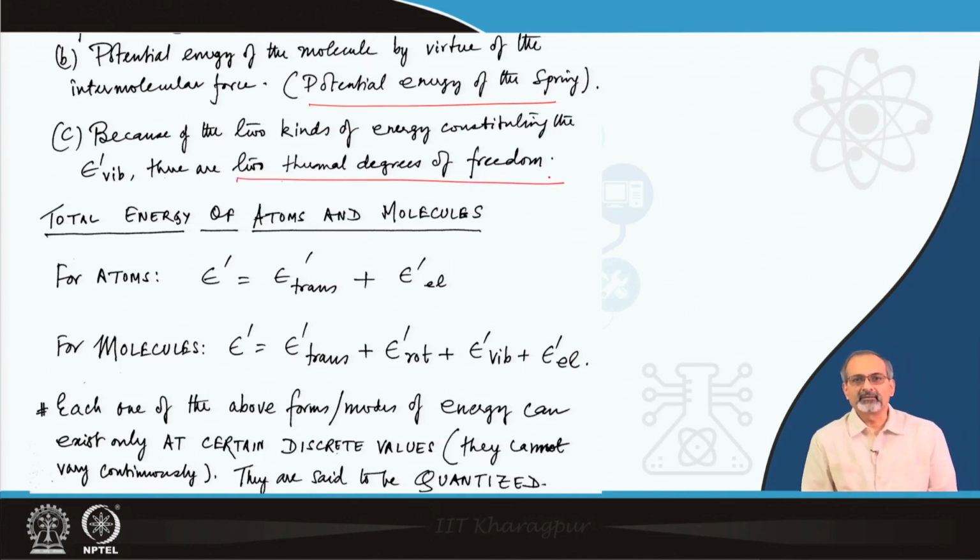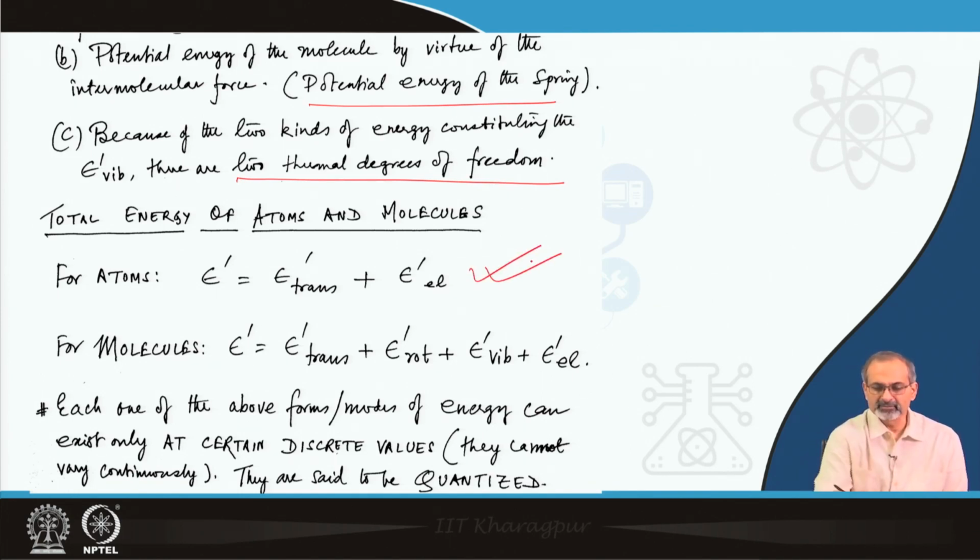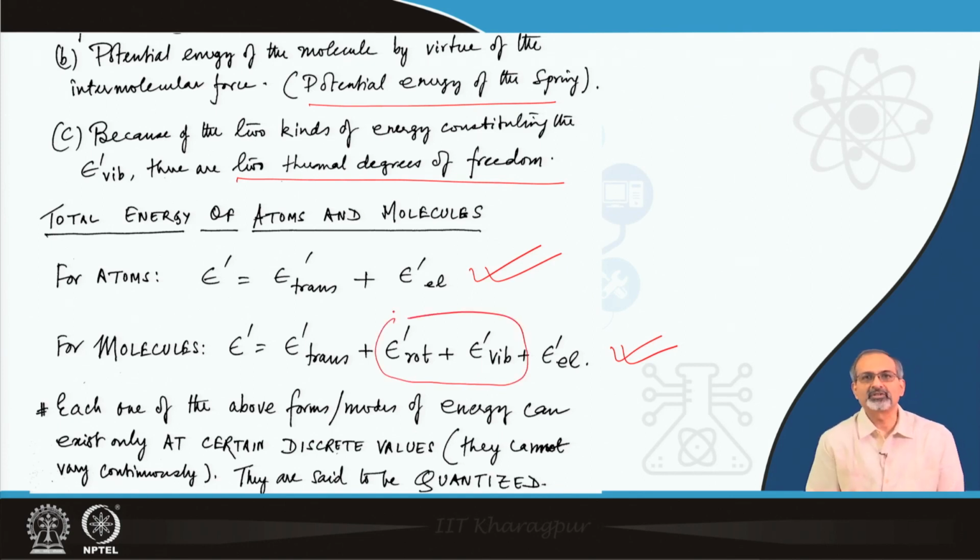So, with that we get a glimpse of the different forms of energies which may lie in an atom or a molecule, and we find that for atoms it is only the translational and electronic kind which will contribute, while for molecules it will be translational, electronic as well as rotational and vibrational, which are the additional forms compared to atoms. And each one of the above forms or modes of energy can exist only at certain discrete values. They cannot just vary continuously, and therefore, they are said to be quantized.